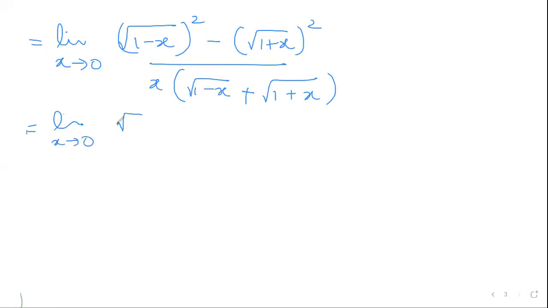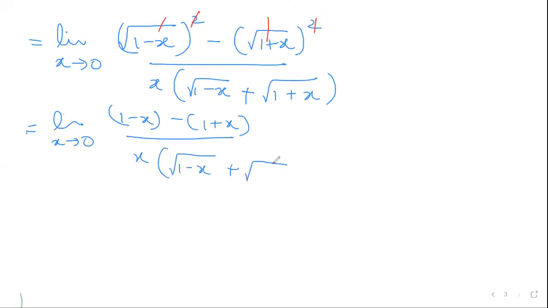We get, the square root and the square sign cancel, leaving us behind with 1 minus x minus 1 plus x. Now, we don't want 0 upon 0, right? So when will the denominator become 0? What term is making the denominator 0? You can see this is what is making the denominator 0.